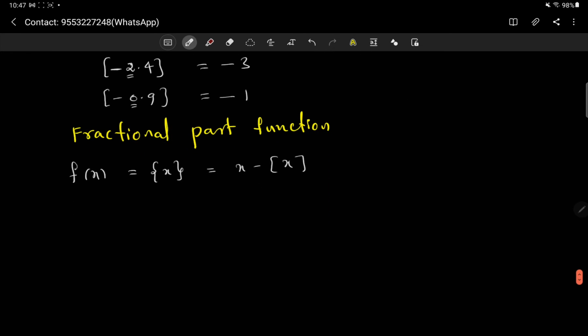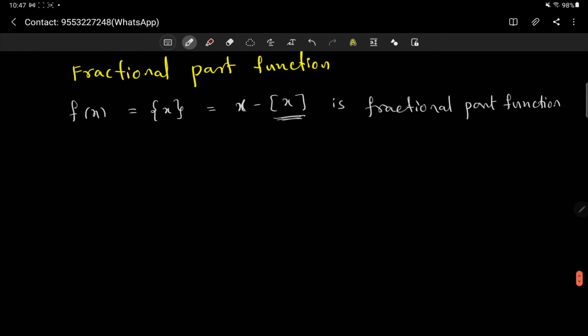Okay. So see here, this is what? Integer part. On removing the integer part from x, anyway we'll have the fractional part of x. So you see here is the fractional part function, right? Now we'll discuss some points about this, and the graph of this we'll discuss in the functions topic.